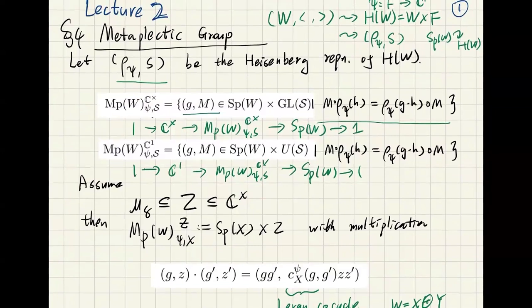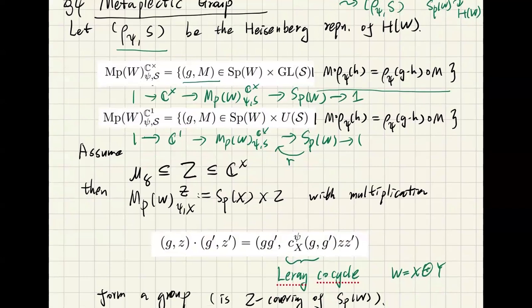Then we will have a natural cross-section that splits this short exact sequence, which we call R. That is, it sends any g in Sp(W) to R(g), which is some kind of integration operator. Then you can compute the cocycle of this section. The conclusion is that this cocycle is called the Leray cocycle, and the cocycle takes values in mu8, the 8th roots of unity in C cross.